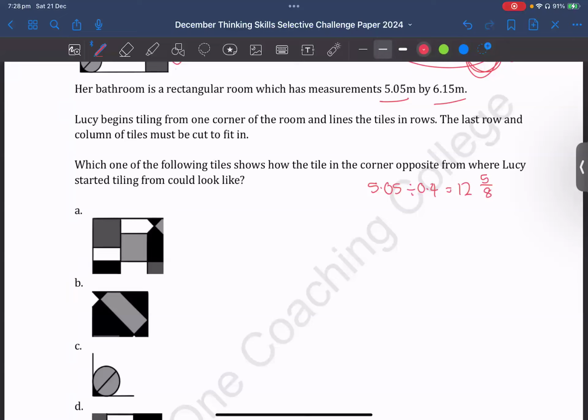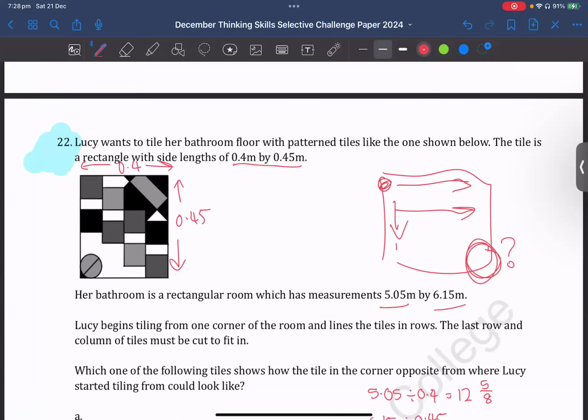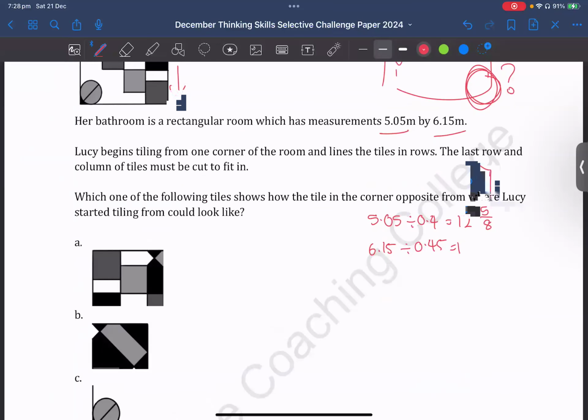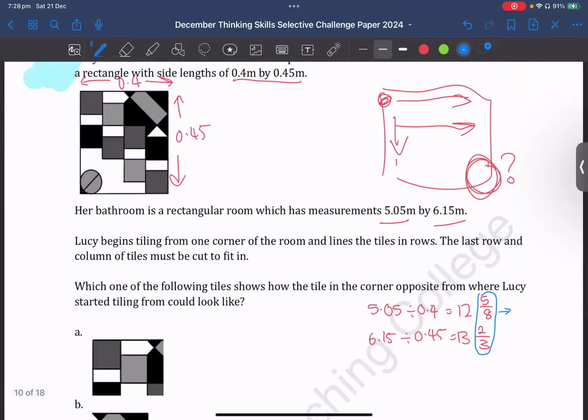So, I'm going to do the same thing for the 6.15 divided by 0.45, because remember, our measurements are this. And that's going to get me 13 and 2/3. So my next question is, okay, what's this overlap? Now the overlap shows what the dimensions of that cut tile have to be. It should be 5/8 of 0.4 and 2/3 of 0.3.